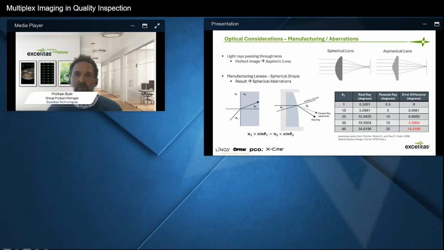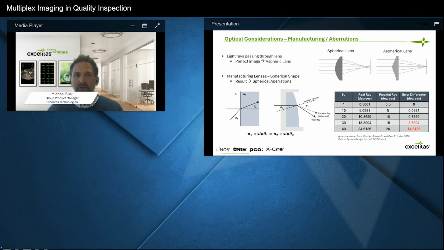Unfortunately, the spherical shape is not perfect, and it will cause rays to refract in not the most ideal way. What happens here is what is called spherical aberration. One of the problems is that as the angle of the ray striking the surface gets larger and larger, it introduces more errors, and this is shown in the table at the bottom right. As you can see, when the angles get very large, like angles of incidence of 30 or 40 degrees, you have very large errors.